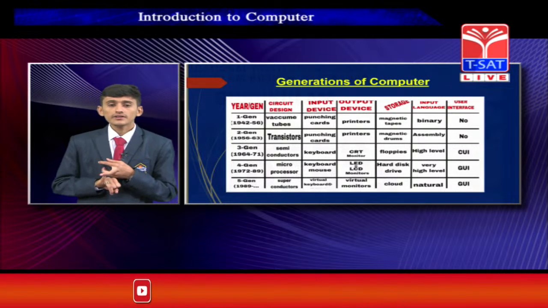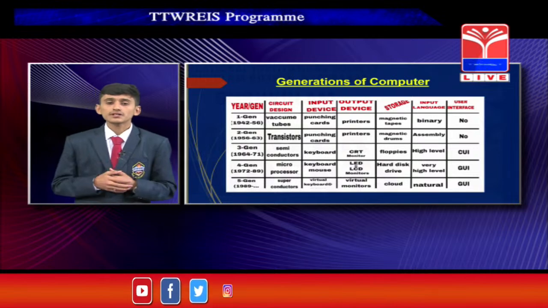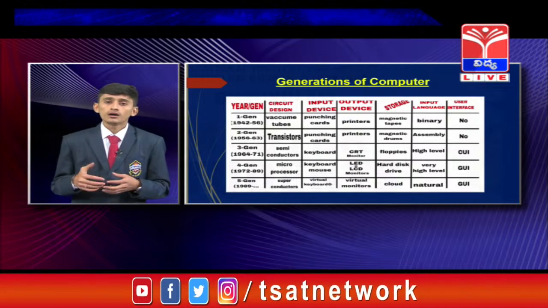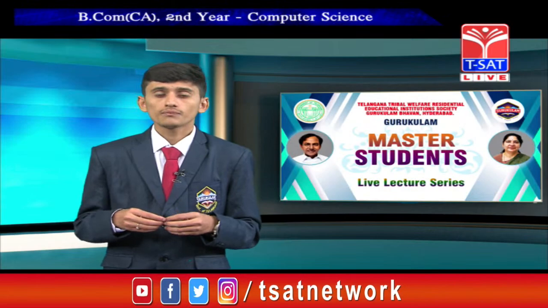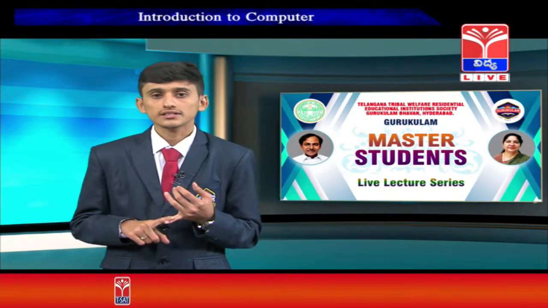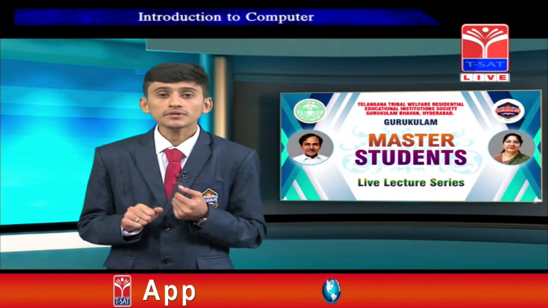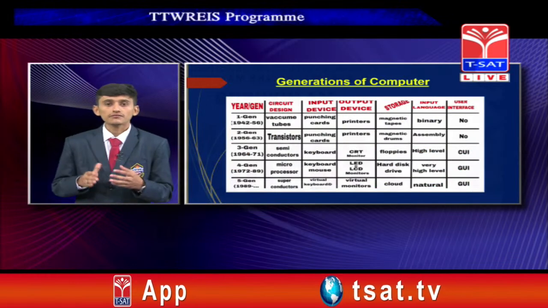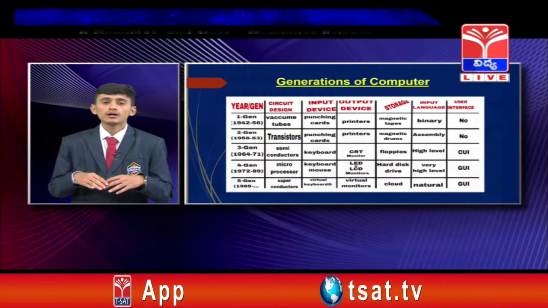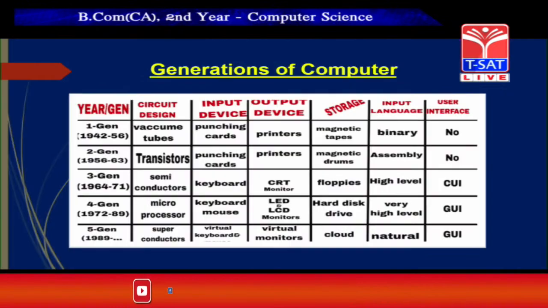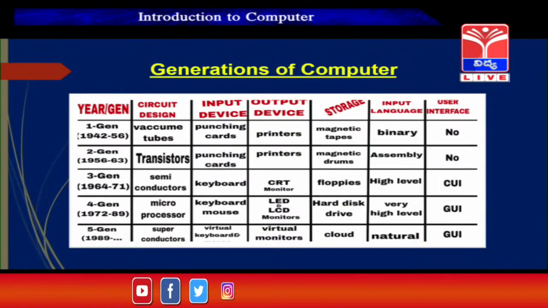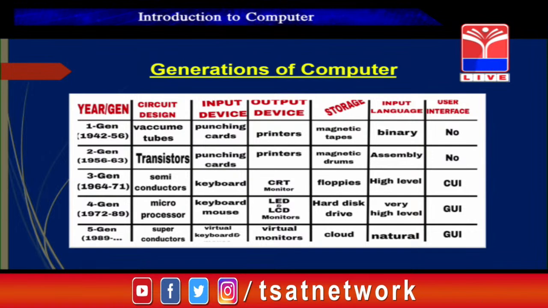Another one is vacuum tubes. Sometimes vacuum tubes short circuit, so this is also a drawback in first generation computers. At the same time, the first generation computers are very large and take up a lot of space. So these are some of the drawbacks in a first generation computer.